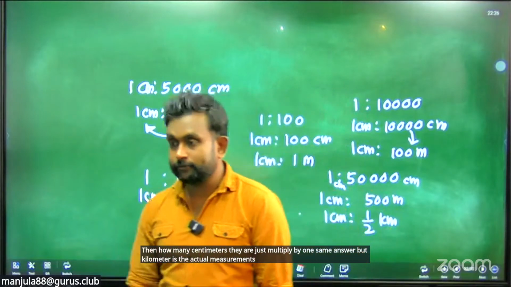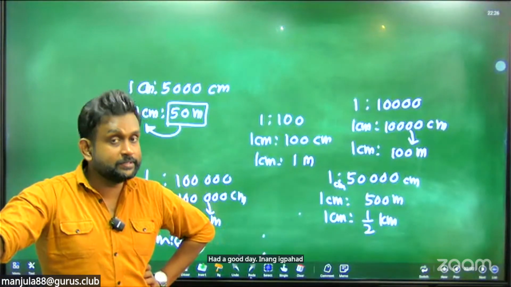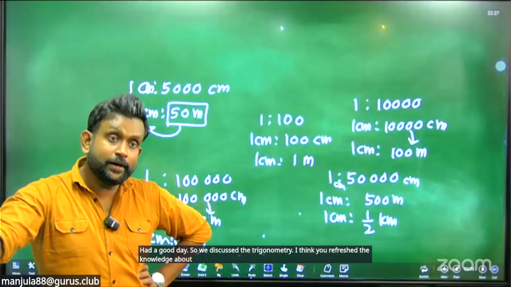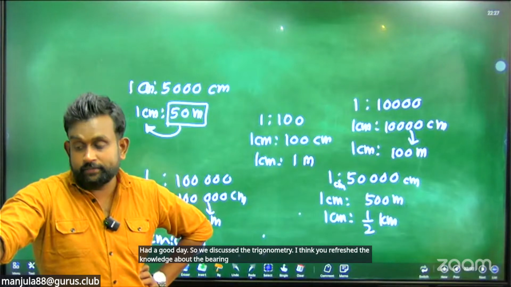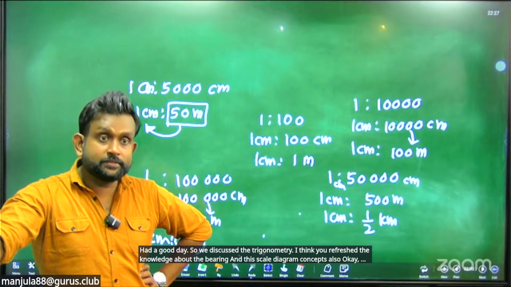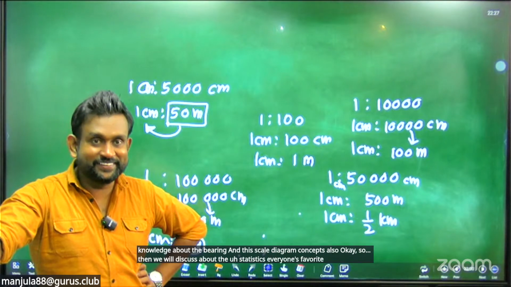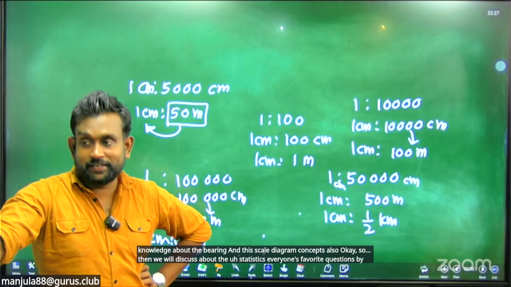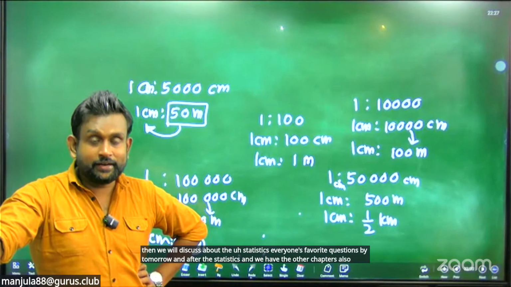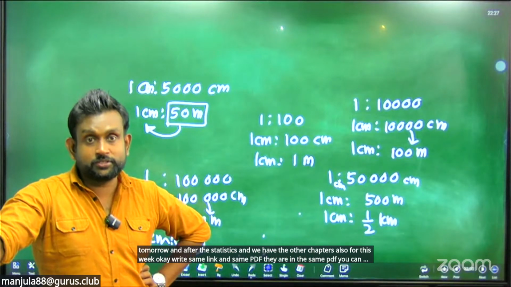Okay, right. Is that clear? So we discussed the trigonometry. I think you refreshed the knowledge about the trigonometry, the bearing, and these scale diagram concepts also. Then we will discuss the statistics, everyone's favorite questions, by tomorrow, and after the statistics, we have the other chapters also for this week. Same link and same PDF there. In the same PDF you can see the other questions as well.